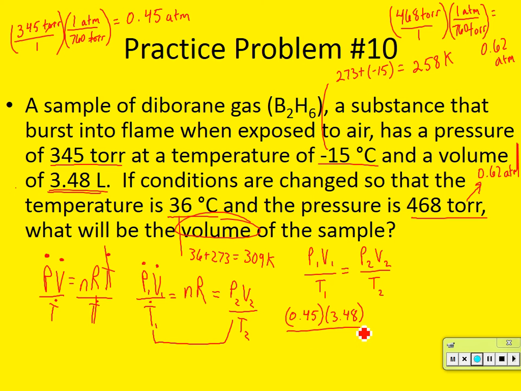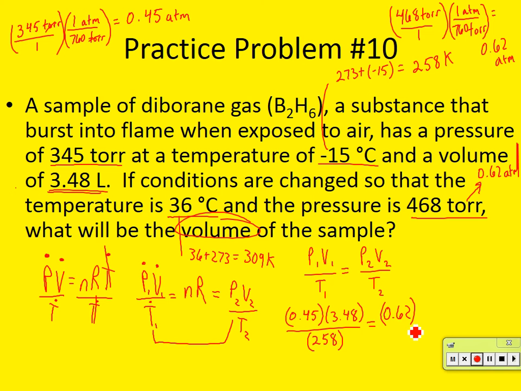Okay. What was temperature initially? Yeah, it was minus 15 degrees Celsius, 258 Kelvin. Yeah, thank you. 258 Kelvin. Okay, that's going to be equal. What was pressure final? 0.62. Good. So 0.62 atmospheres.